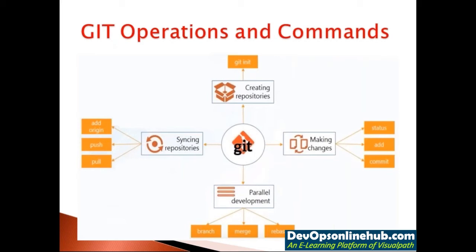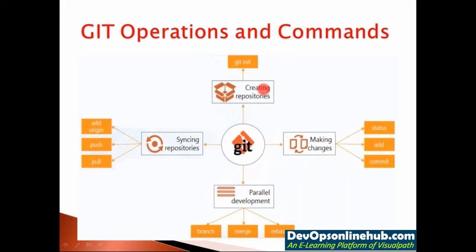So here is a consolidated diagram of the operations and commands of Git. The first operation we perform on Git is creating a repository. Creating a repository includes both creating a local repository on our workstation and creating a remote repository. In our demo, it is a Bitbucket repository. For creating a repository, the git init command is used, and it will just create a repository in your local area.